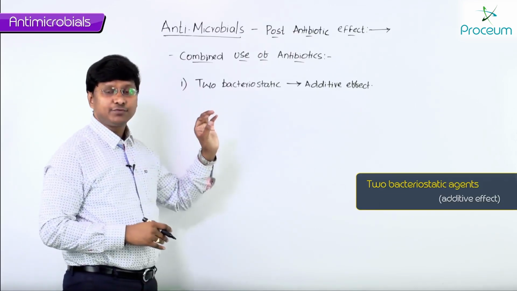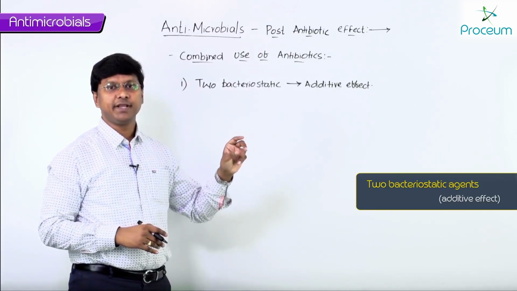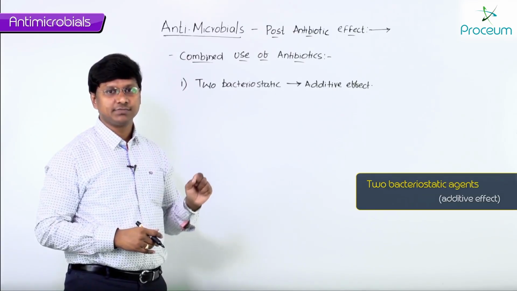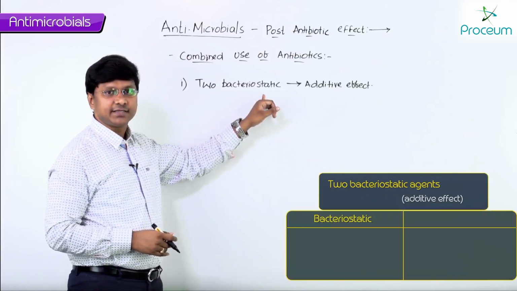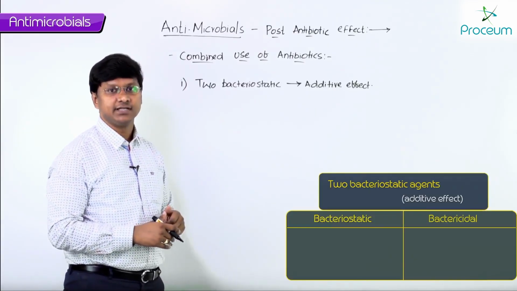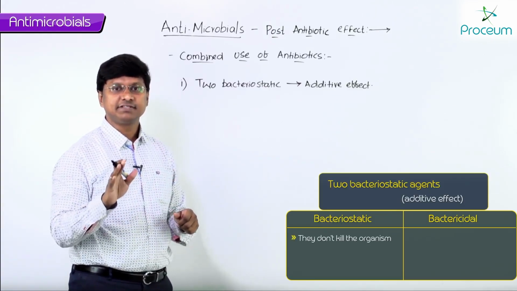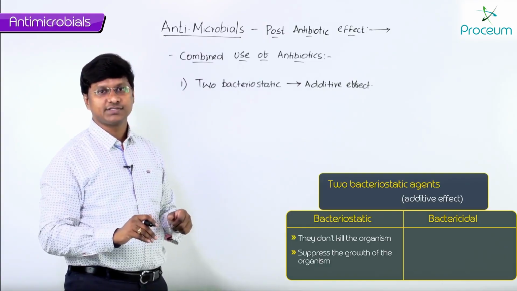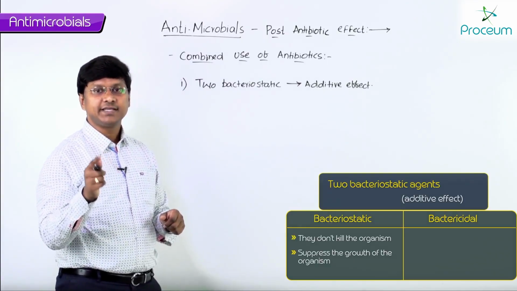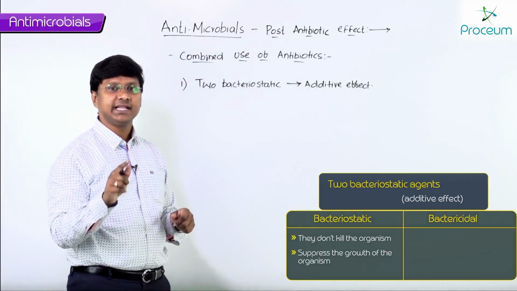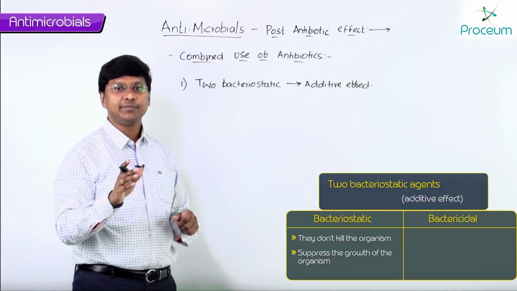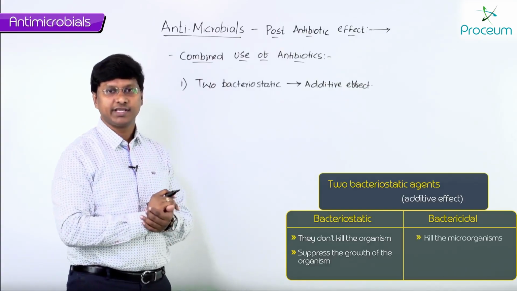Now, we have two groups of antibiotics depending upon how they suppress the organism. One is bacteriostatic, the other one is bactericidal. Bacteriostatic agents don't kill the organism, they suppress its growth. Whereas bactericidal agents are those antibiotics which will kill the microorganisms.